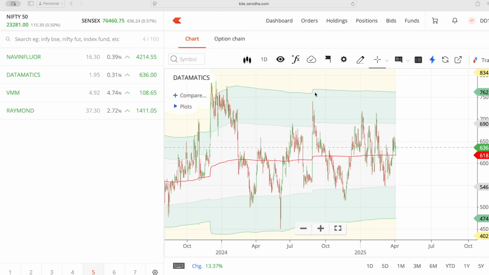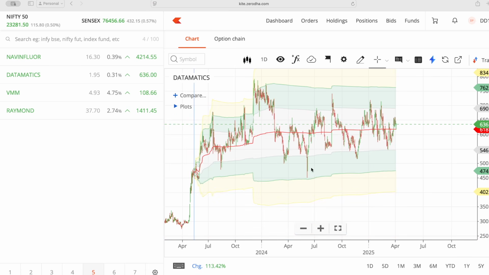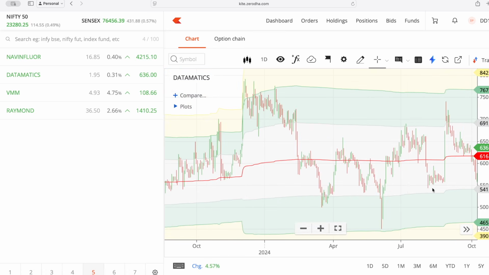Anchored VWAP stands for anchored volume weighted average price. So basically it will use the volume weighted average price of any stock, or let's say you're going to apply it on Nifty 50. I'm just applying it on a random stock just for example purposes only, not as a buying and selling signal.